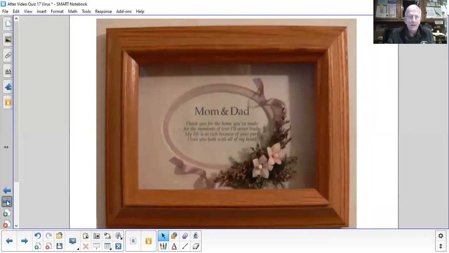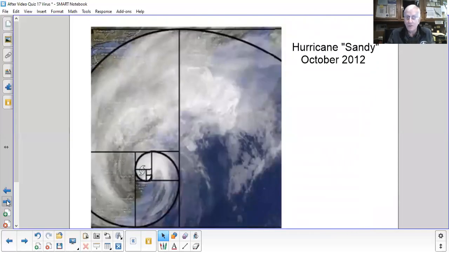All right, notice this diagram. Now this is a little weird. This is Hurricane Sandy back from October 2012. And this diagram is actually going to become a little more familiar to you once Ed talks about the golden rectangle a little more carefully in the second video presentation that he will do today.